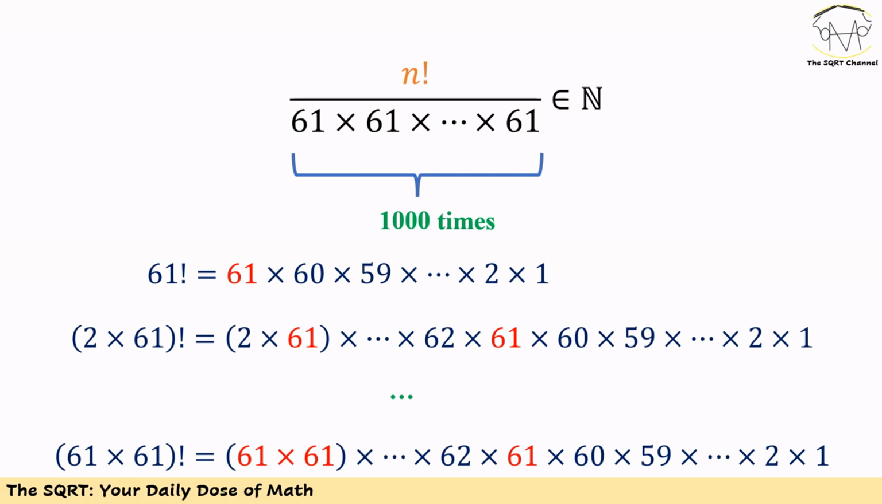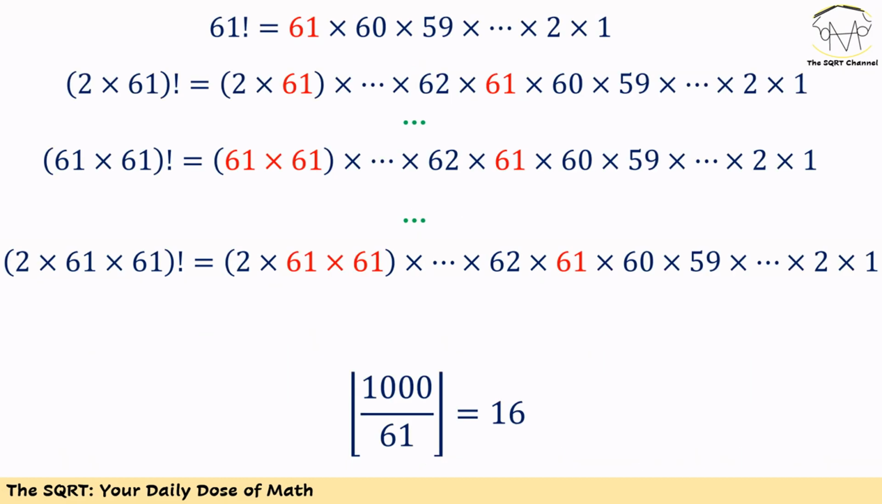However, there is a trick here. If we increase the value that we have here and we reach 61 times 61 factorial, you can see that it basically has 62 61s in it, because 61 times 61 already has two 61s. In total, we are going to have 61 plus 1 for the expression. If we follow the same approach, we can see that we are going to have 16 cases where we have two 61s in the expression.